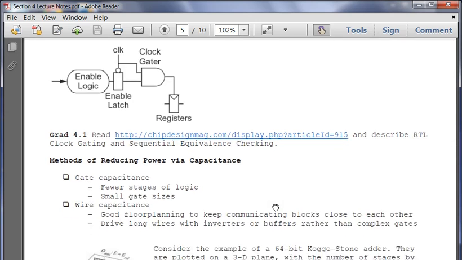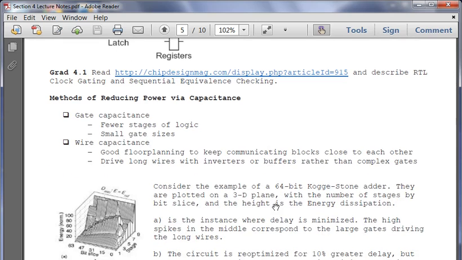So these are a couple methods of reducing power via capacitance. We have gate capacitance and wire capacitance.